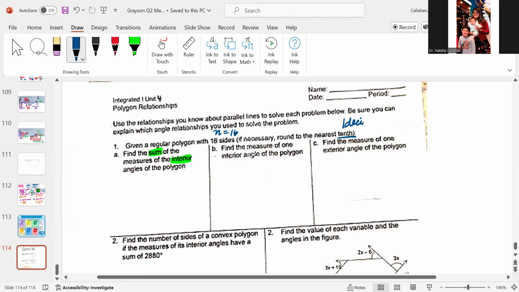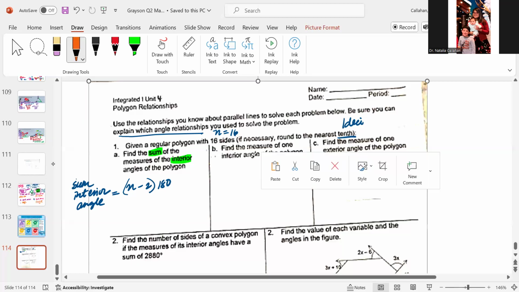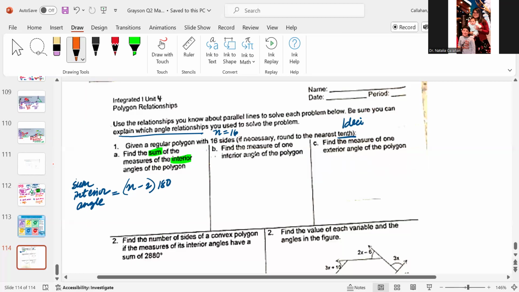What does that say? Says sum interior. Do you see where she says, explain which angle relationship you use? So you explain that. So sum interior angle is equal to n minus 2, and then what? Times what? Times 180. What is the n for their shape again? What did we say it was? No, it wasn't. It says a regular polygon with 16 sides. So let's plug it in.